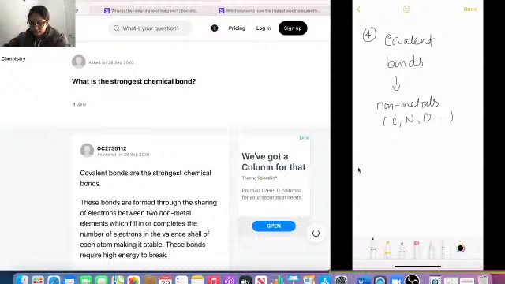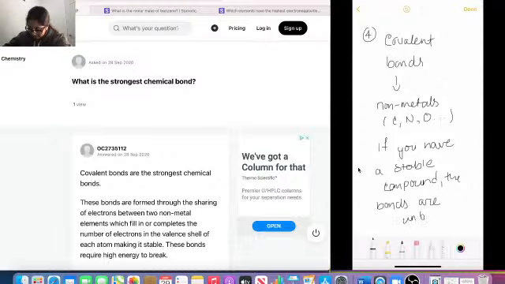And so if you have a stable compound, this is really hard to break. So the bonds are like unbreakable, basically.